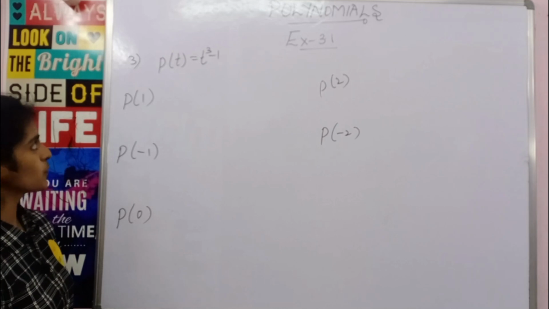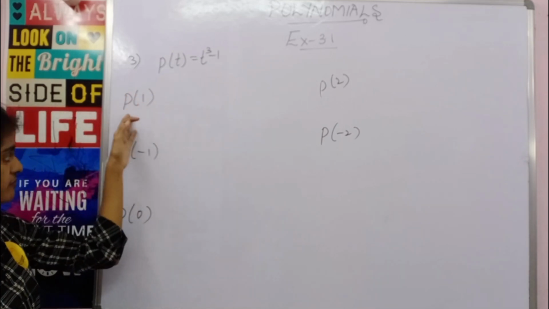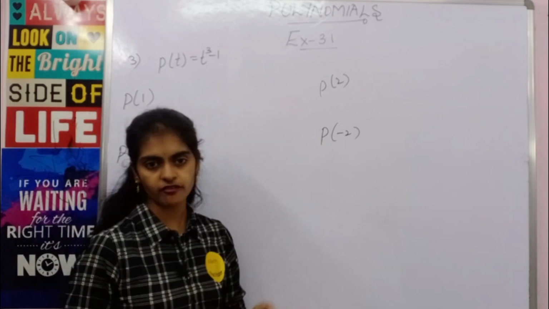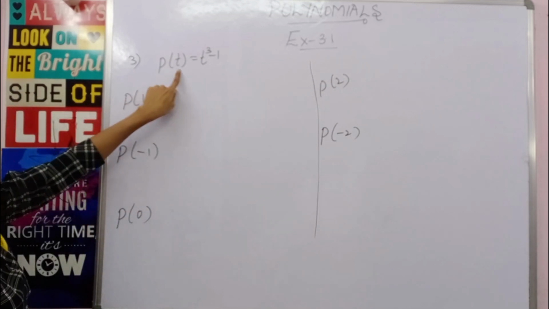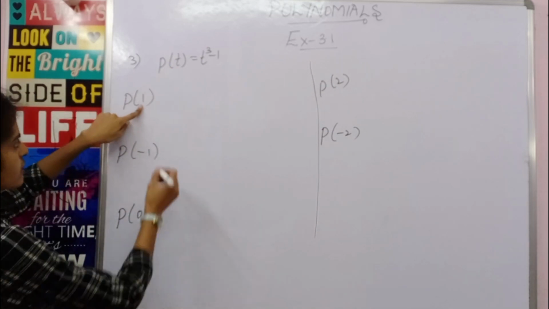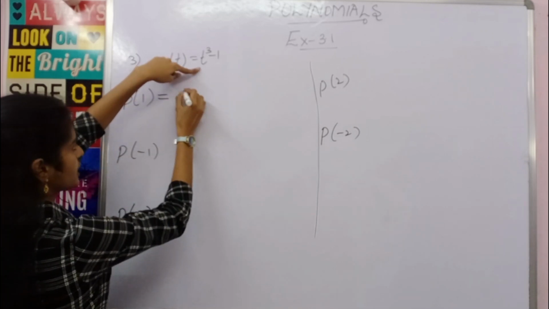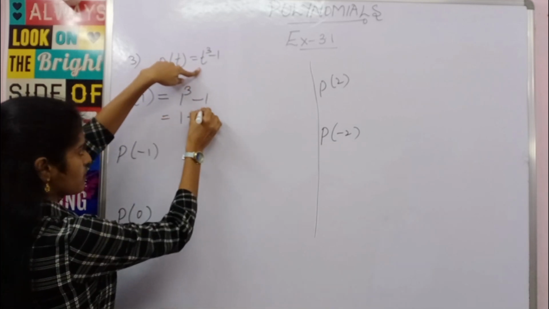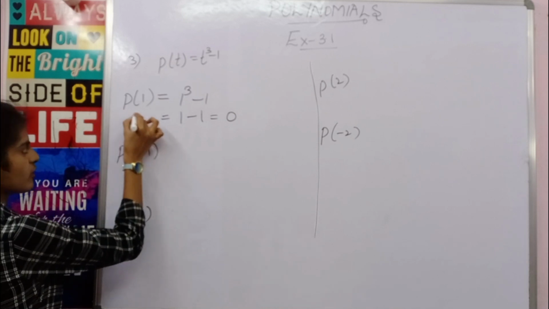Moving on to the third question, if p of t is t cube minus 1, you have to find the values of p of 1, p of minus 1, p of 0, p of 2 and p of minus 2. Very simple. Simply, in the place of t you will substitute 1. So what is p of 1? It is 1 cube minus 1. 1 cube is 1, minus 1, so this is 0. P of 1 is 0.